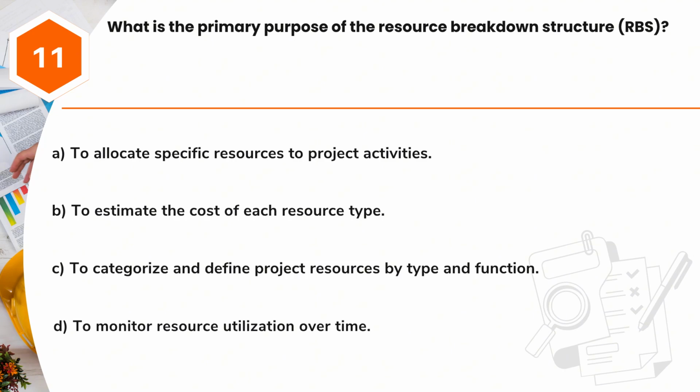Question 11. What is the primary purpose of the resource breakdown structure, RBS? A. To allocate specific resources to project activities. B. To estimate the cost of each resource type. C. To categorize and define project resources by type and function. D. To monitor resource utilization over time.